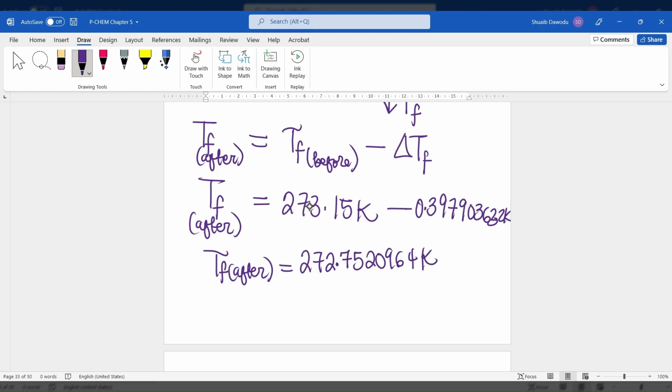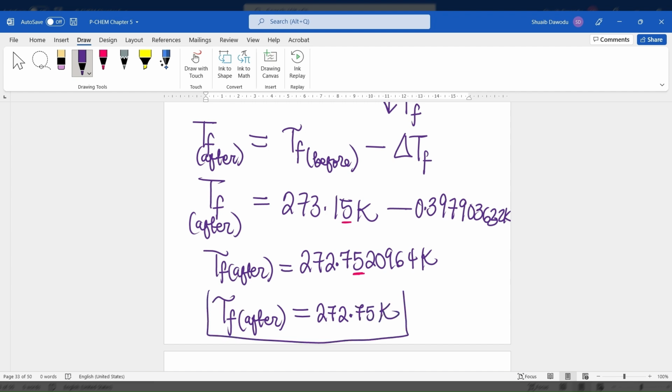And of course, we're scientists, we have to put our work in the proper number of significant figures. As you can see, we have two decimal places here, and two decimal places there. We use significant figures if we're dealing with multiplication or division, and decimal places if we're dealing with addition or subtraction. In this case, we're dealing with subtraction, so two decimal places, and we end up with the temperature after mixing for the freezing point being simply 272.75 Kelvin. And this is basically the answer to this question.